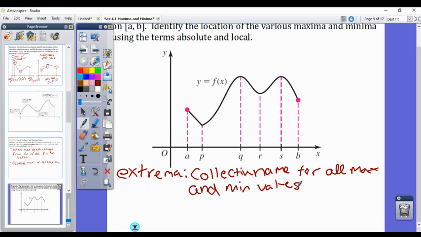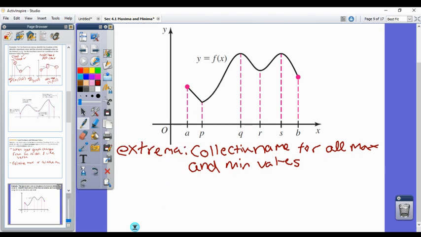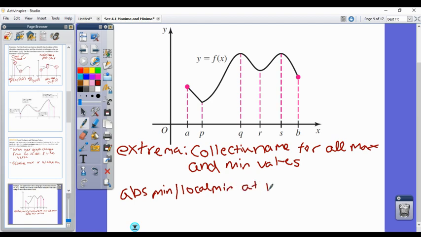Okay, so let's look at this first. So I see an absolute min, the lowest possible point here at P. So what we're going to say is that there is an absolute min, but also a local min, because if it's absolute, it is also local at P. There is a local min at point R.